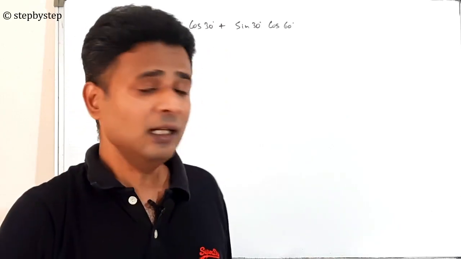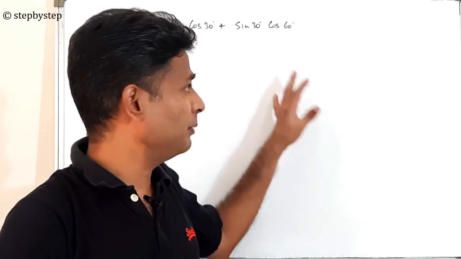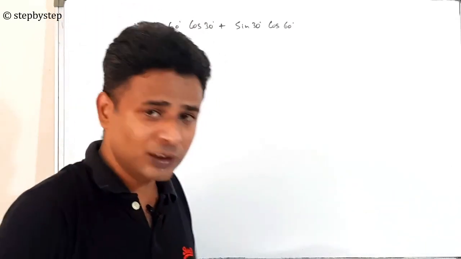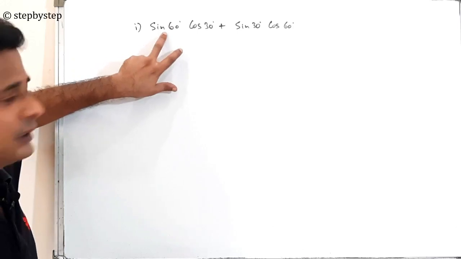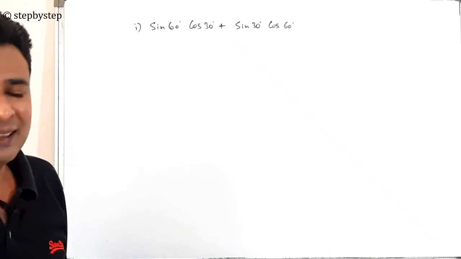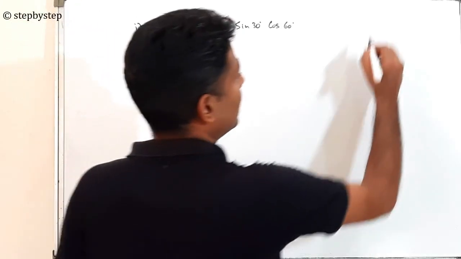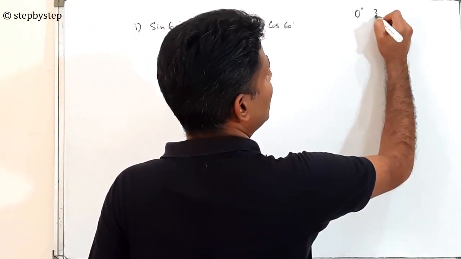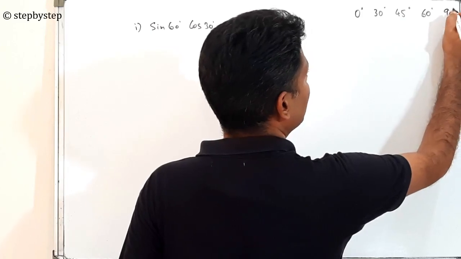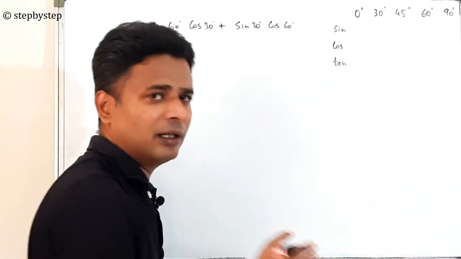Alright guys, now we will solve a few problems from NCERT. So now I'll be solving problems from your NCERT textbook, exercise 8.2. Now the first question in NCERT is evaluate this: sine 60 into cos 30 plus sine 30 into cos 60. Now the best thing to do in exams or tests is first make the table and keep it ready. So we know 0 degree, then it is 30 degree, then 45 degree, then 60 degree and 90 degree. Then we have sine, cos, tan. So keep this table ready in your exam.